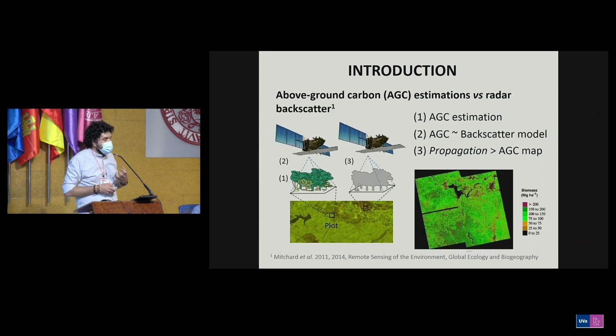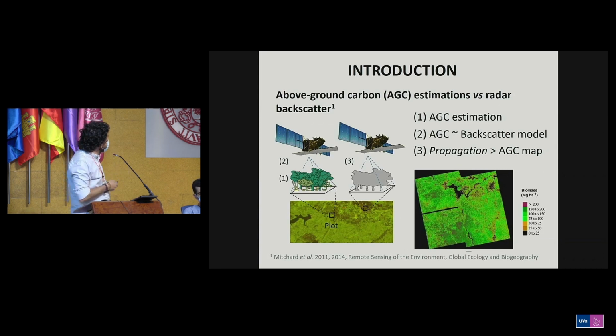In this study, we aimed to control and to study the process of carbon accumulation in these abandoned agricultural lands through approaches combining above-ground carbon estimations based on field measurements with radar backscatter.